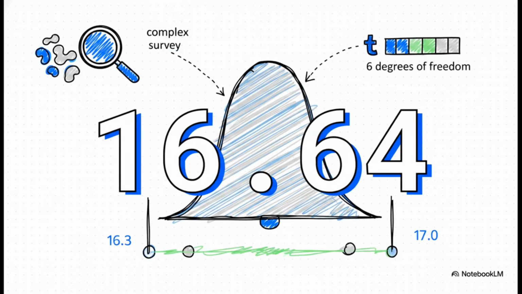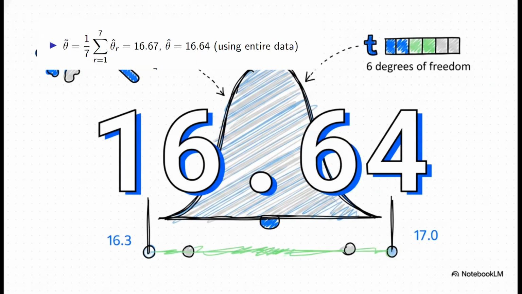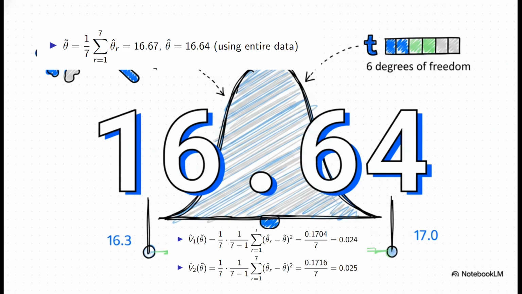Ultimately, when they calculated the mean age using the entire undivided dataset, the complete sample, the estimate for mean age was 16.64. By using our preferred V2 formula, which remember, anchors the variance to this stable 16.64 figure rather than just the simple average of the 7 groups, we get an incredibly robust variance estimate. Apply our t-distribution critical value with 6 degrees of freedom, and boom! The final 95% confidence interval is tightly bound between 16.3 and 17.0 years of age.